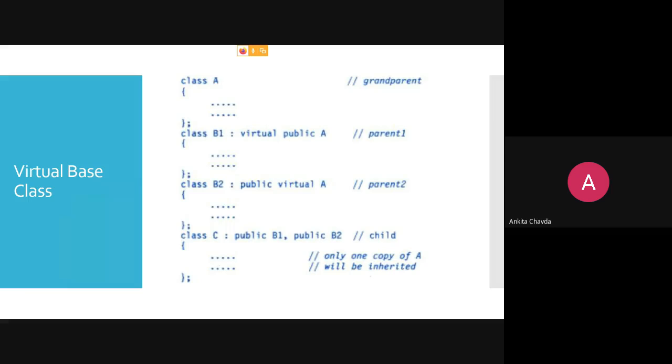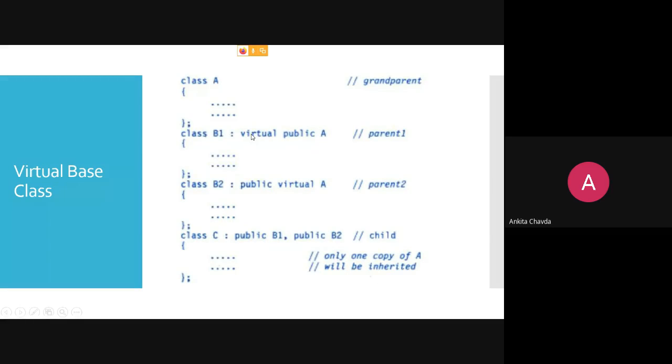So you can see over here, this is your class A, that is your main class, grandparent class. Then your class B1, and you are writing it virtual public A. Means you are deriving it virtually. So if it is written like virtual public A, it means the class C will get only one copy of A, right? Only one copy of A will be inherited.